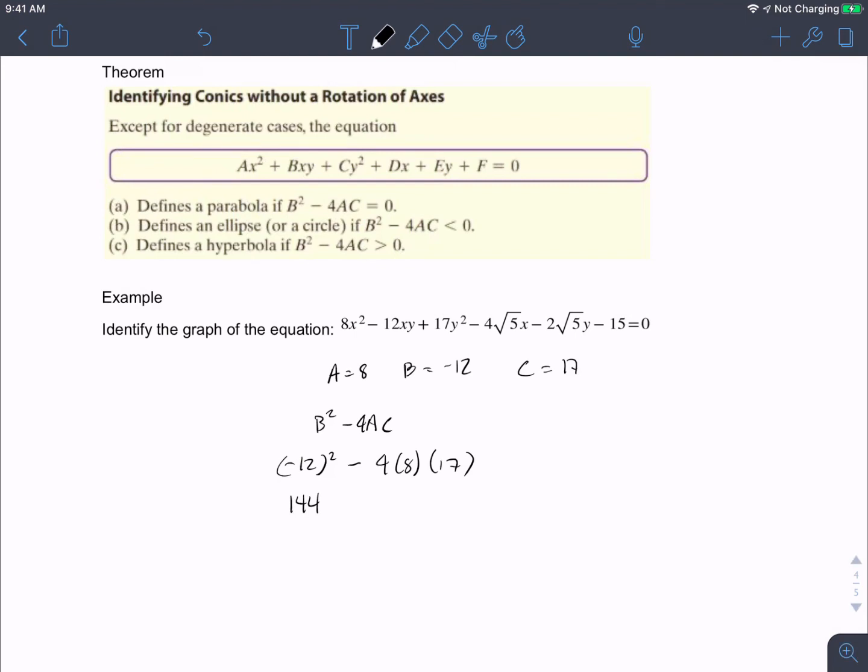So B squared is a negative 12 squared minus 4 times 8 times 17, and that's going to give me 144 minus 544, and so we see that we end up with a value of a negative 400. Let me just confirm that. I don't trust myself. Yeah, it's a negative 400. And so that puts me in the case where B squared minus 4AC is less than 0. And so that tells me that this must be an ellipse. And that's all we're looking for in this case. It's just saying identify what it is.